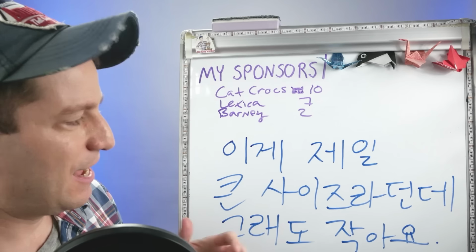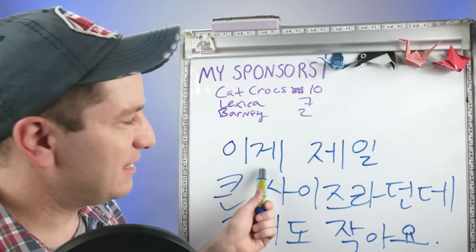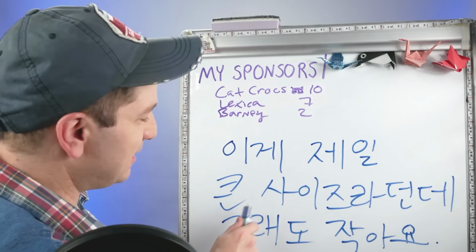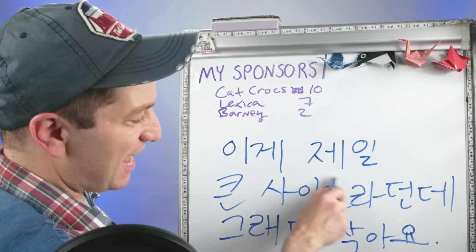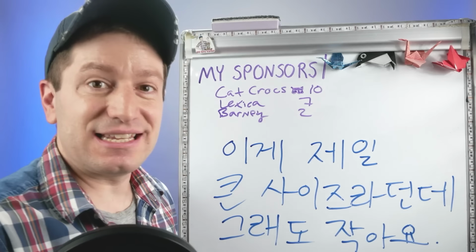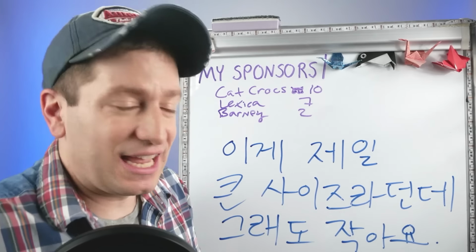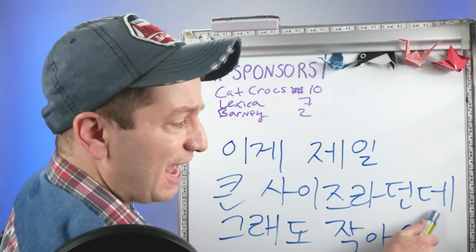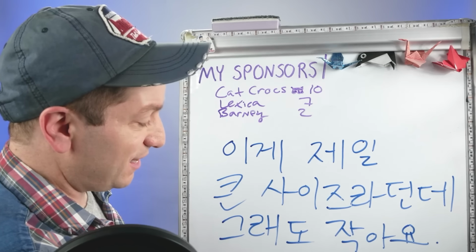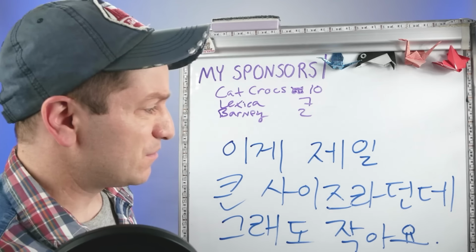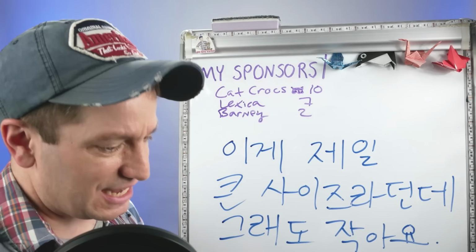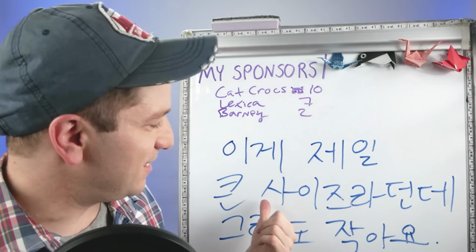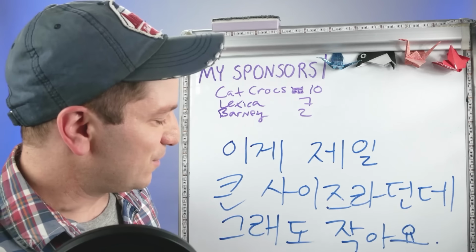So you buy a shirt and it's too small. But 이게, this, 제일 크다, to be the biggest. 제일 큰 사이즈. So the biggest size. 라던데. In this case, it's 이라고 하던데. So I heard, or they said that this is the biggest size, 대. But 그래도 still 작아요. It's still small. So I heard that this is the largest size, or they said this is the biggest size, but it's still small. 이게 제일 큰 사이즈라던데. 그래도 작아요.